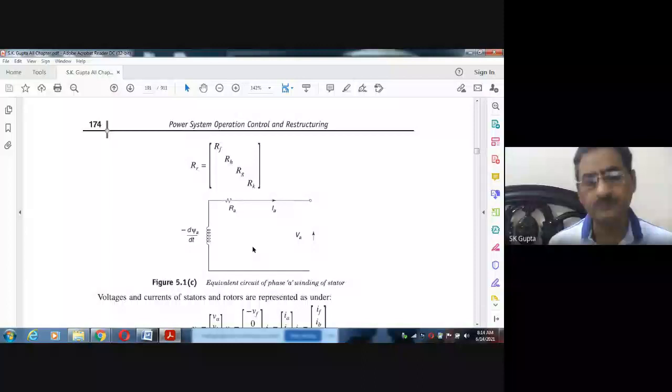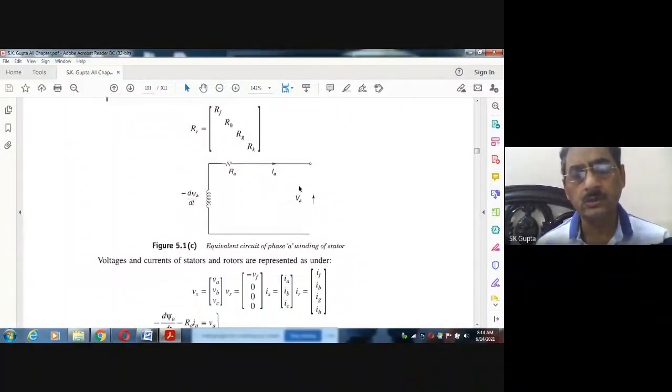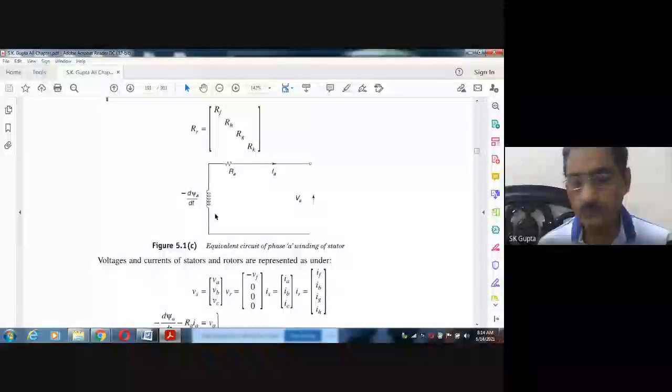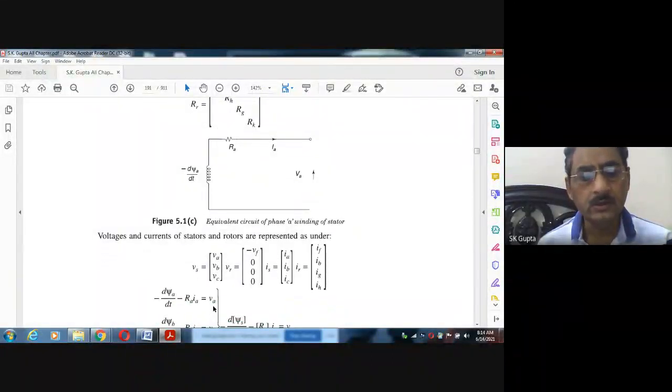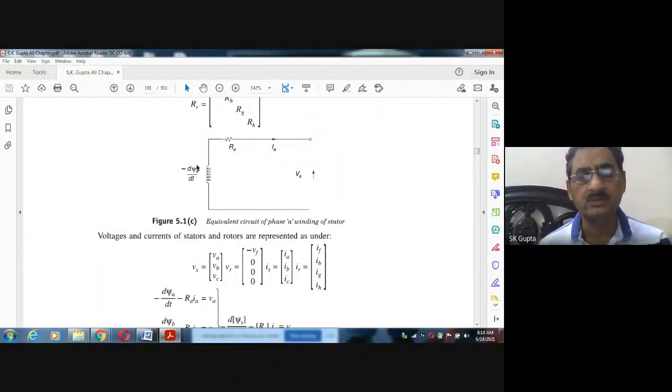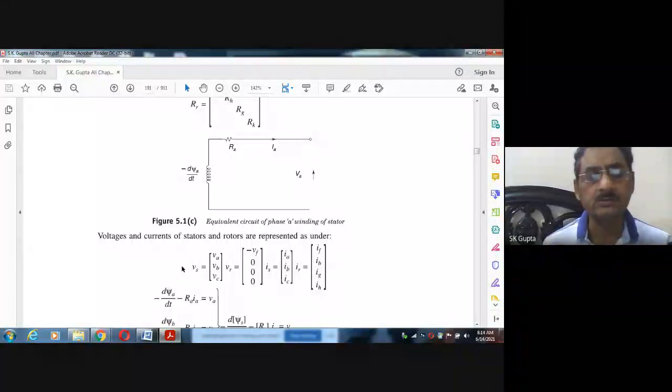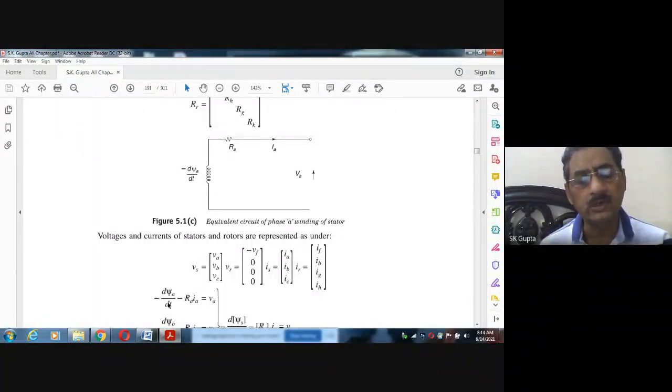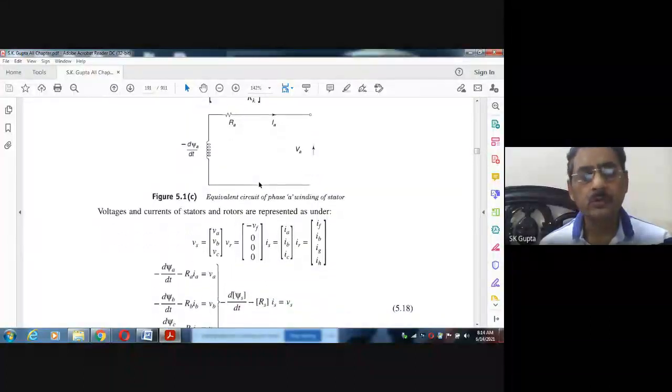So the equation for this can be written, if you see from this side, as VA plus IA RA. Here, if it is a motor, current will be flowing in this direction, so this voltage V is equal to IA into RA plus this. But since it is a generator, the current will be flowing out. We consider current flowing outside. That's why this minus sign has been taken. And d psi over dt minus IA RA is equal to the terminal voltage. So this is the equation for phase A of the stator.